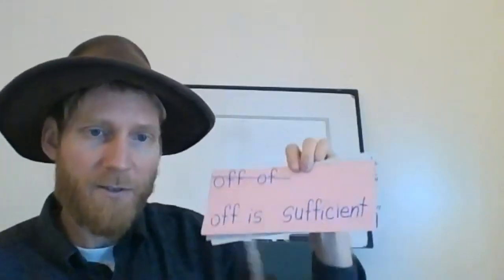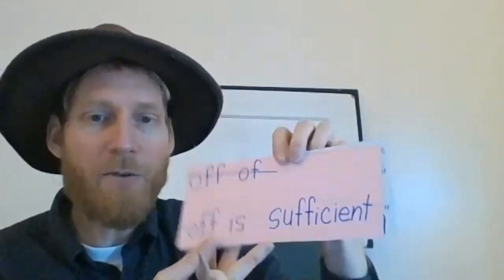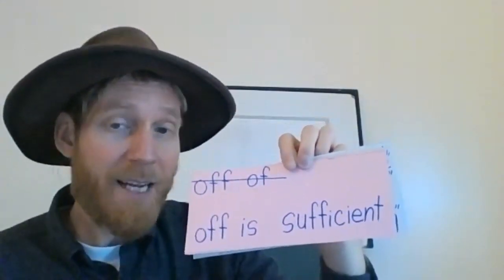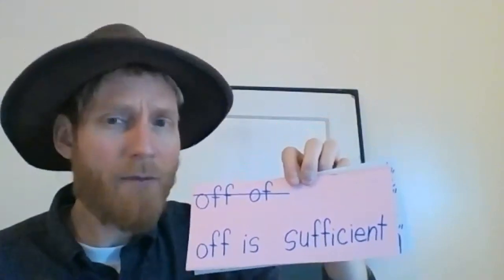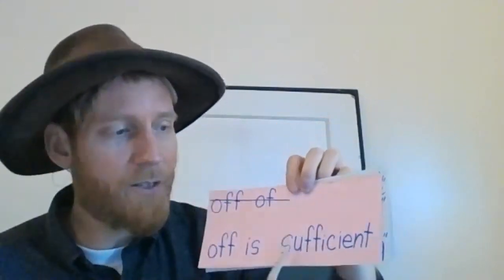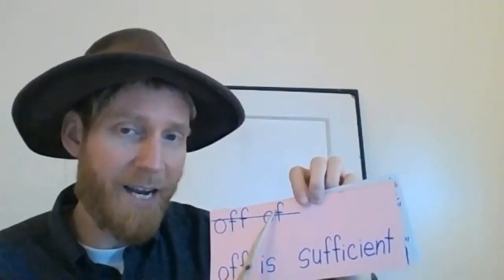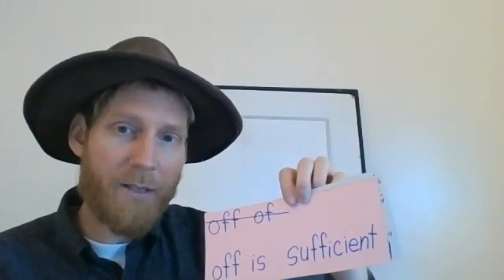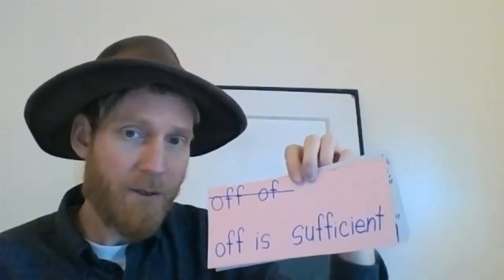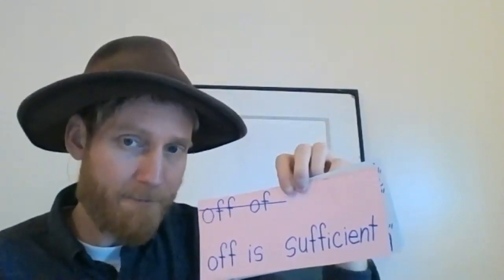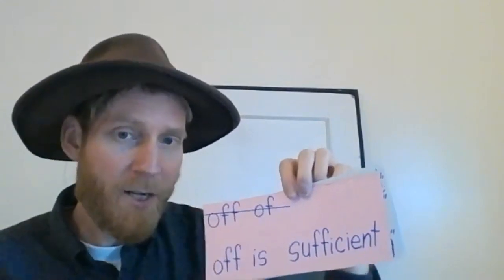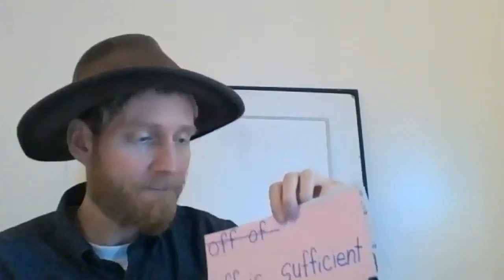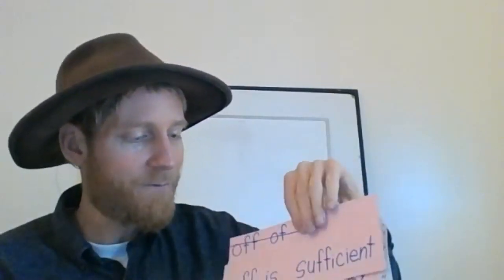Off is sufficient. What I mean is, don't say off of. You don't need the word of. In other words, get off the couch. Not get off of the couch. That's redundant, to say of. So just say get off, right? Take the books off of the table. No, take the books off the table. You don't need the word of there. So don't say off of. Just say off.